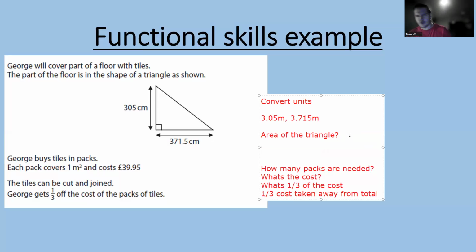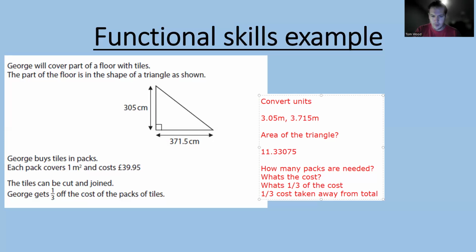Okay, the area of a triangle, we know how to do this. We do our height times base. So 3.05 multiplied by 3.715, which gives us a very large looking number there. So we end up with 11.3307 and so on. So that would be the area of a rectangle there.